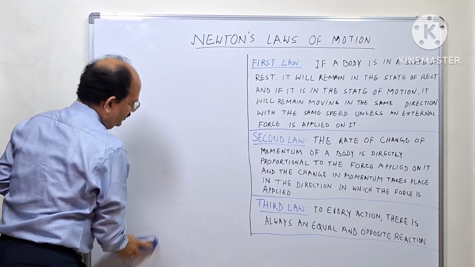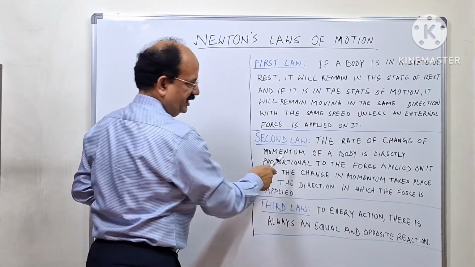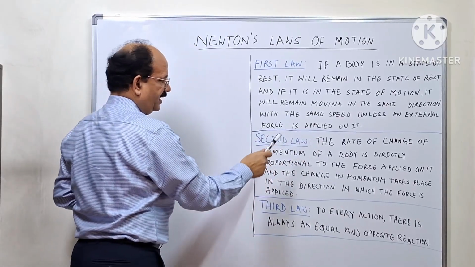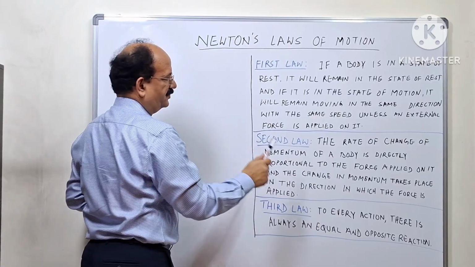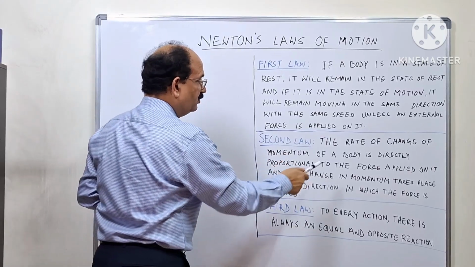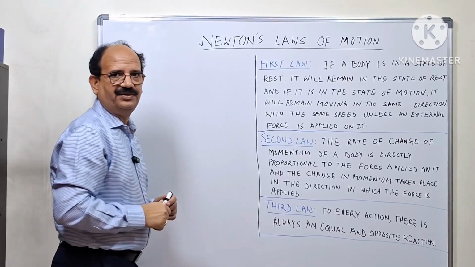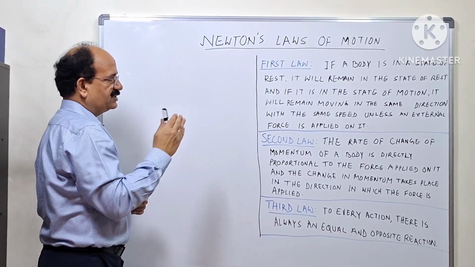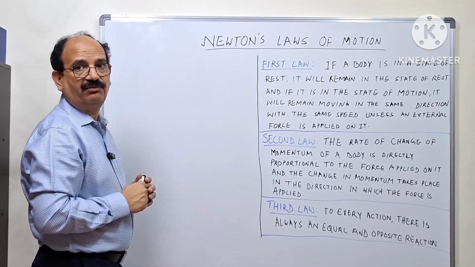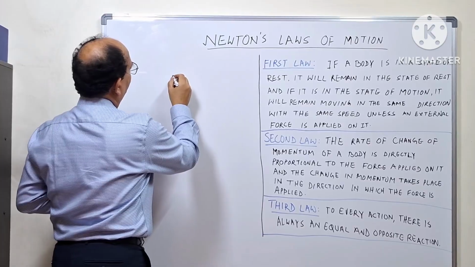Second law says that the rate of change of momentum of a body is directly proportional to the force applied on it. And the change in momentum takes place in the direction in which the force is applied. So first thing, it is talking about rate of change of momentum. Let's look at momentum.